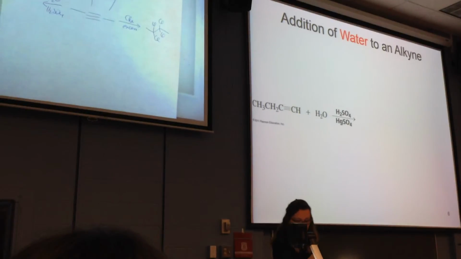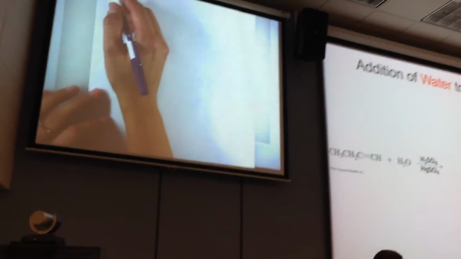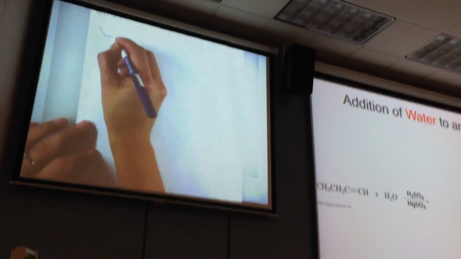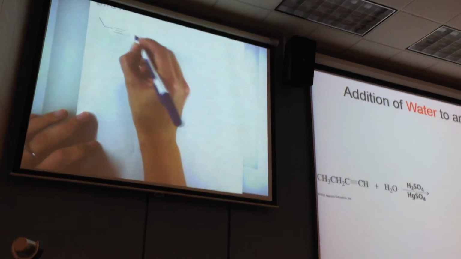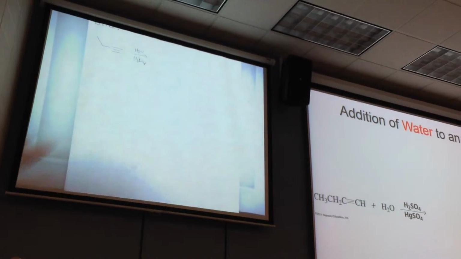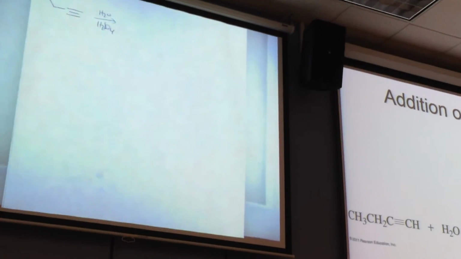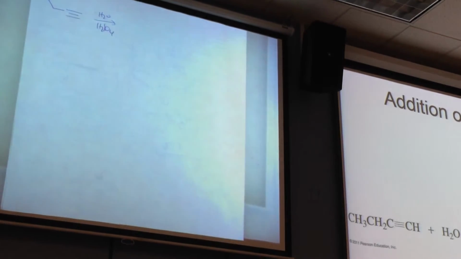Oh, this is the interesting one. Okay, let's look at this one. This is a nice one. What do I have here? A triple bond, and I have H2O, H2SO4. So what is this really? What does the H2O and H2SO4 really give you? Anybody?